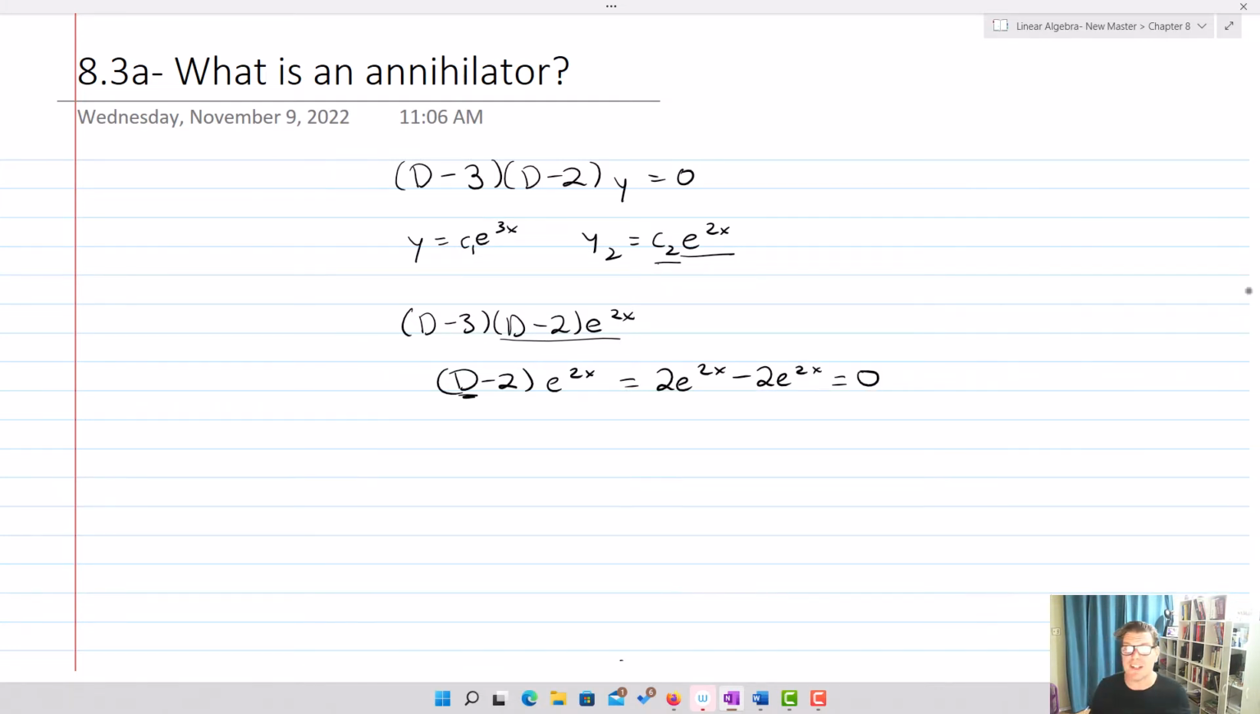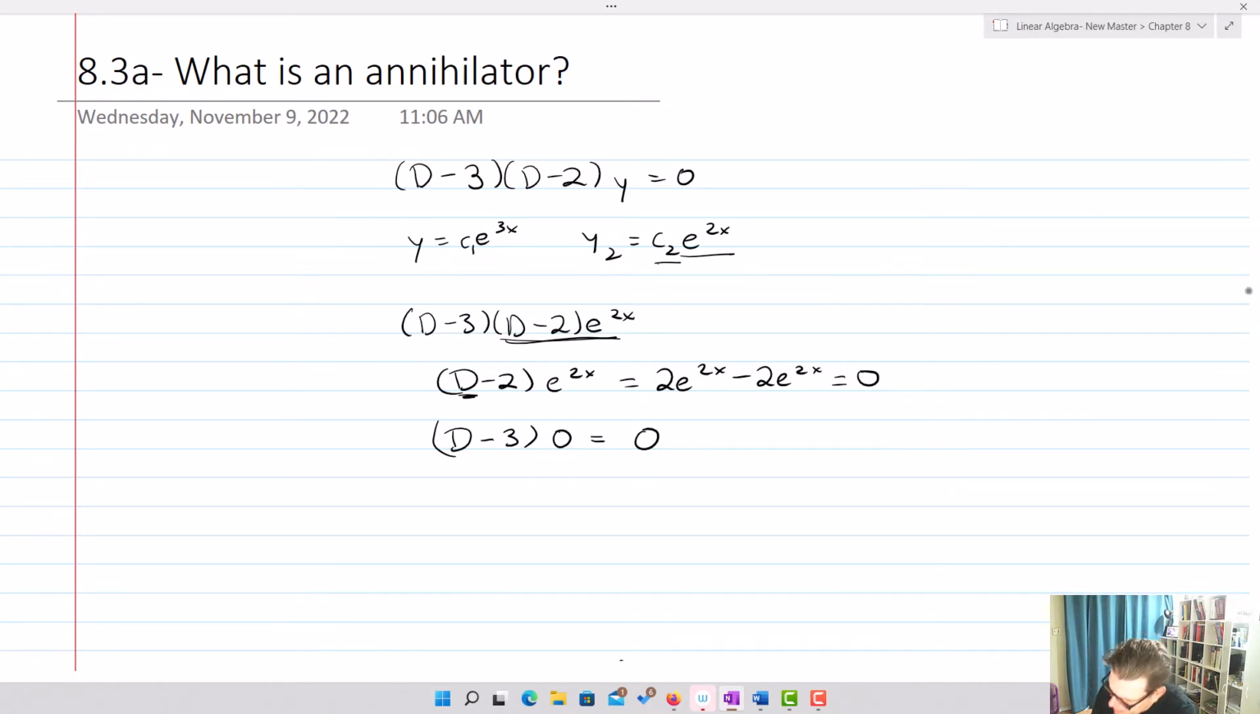Right? That's why it's actually a solution to the differential equation: if you take the derivative of e^(2x) and subtract 2e^(2x), you end up with 0. So now this piece becomes 0, and this is now (D - 3) applied to 0, and that just ends up equaling 0, because the derivative of 0 is 0, 3 times 0 is 0, so we just end up with 0.